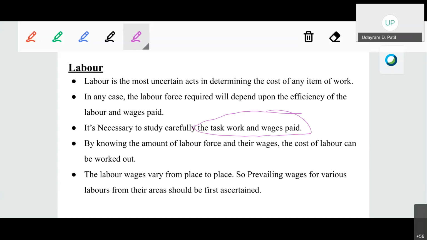By knowing the amount of the labor force and their charges, the labor can be, as we know, task work and wages paid. After studying that, we usually calculate the amount of the labors required for doing particular works and their wages, and by multiplying wages with the number of workers, we will get the cost of the work, the cost of the labors for that particular item of the work. Okay.